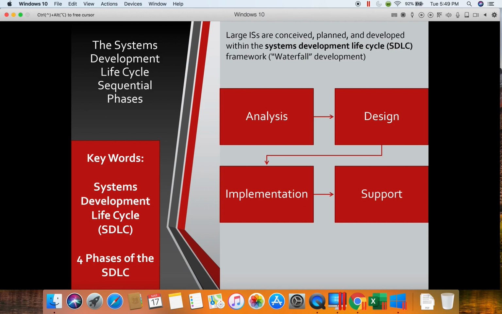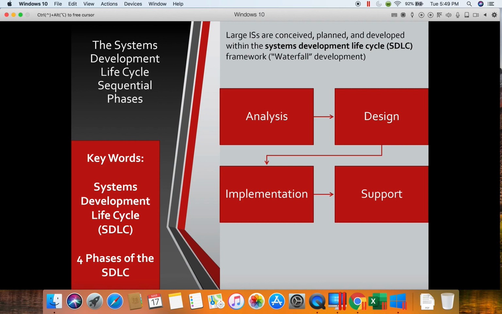Typically with the system development lifecycle, we do not deliver pieces of the system, but we wait until the entire system is complete to begin using it. And this also assumes that once we finish the support part of the process, then a new need is going to be discovered, and we are going to begin all over again. So we're going to cycle back from support into planning and analysis and start the process all over again.